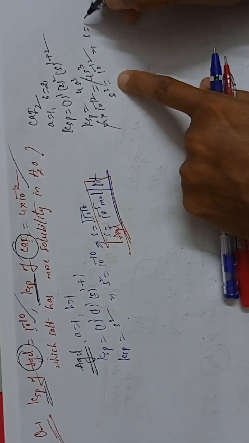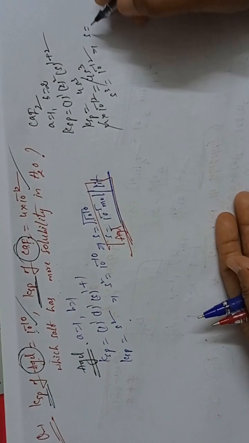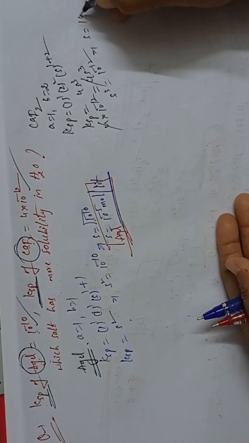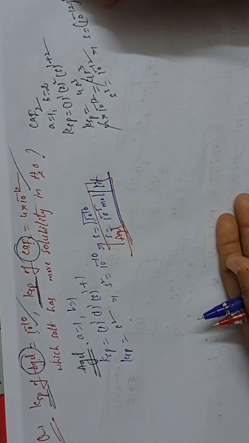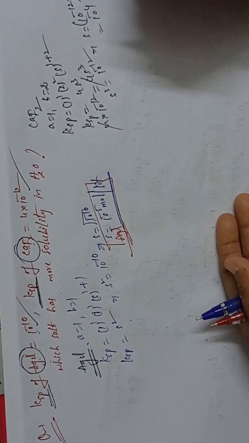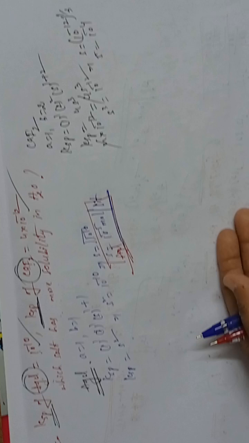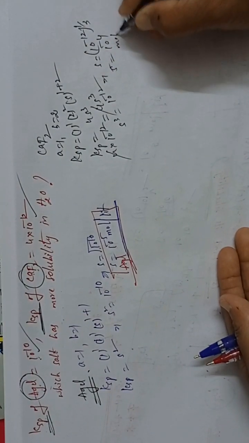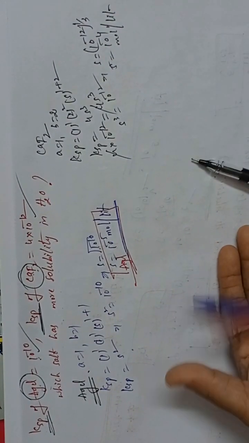S is equal to (10 power minus 12) whole to the power of 1 by 3. Correct? Understanding? Then you will get the answer 10 power minus 4. Understanding? 10 power minus 4 mole per liter. Clear? 10 power minus 4 mole per liter.